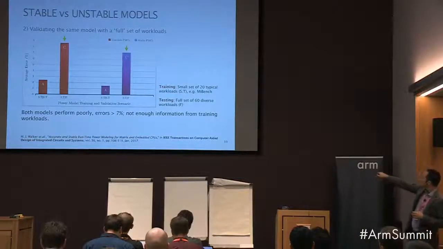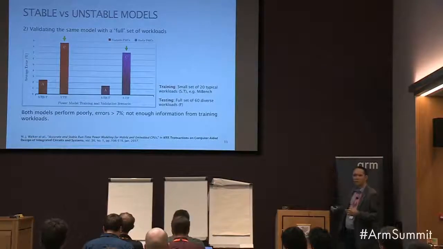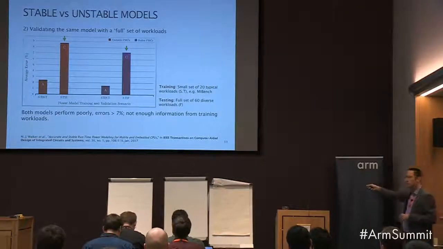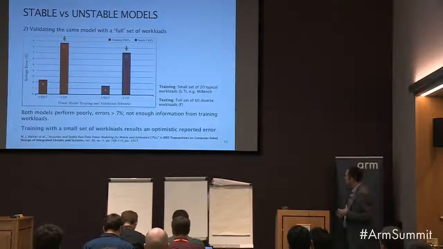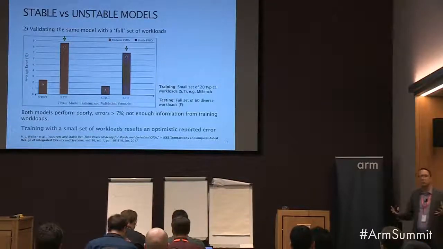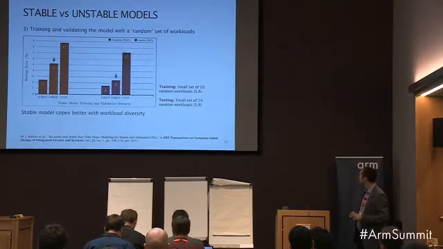So this model here that looked very good, when running it on unseen workloads, suddenly starts to fall over, and you get 10%-ish error. And in fairness, ours doesn't do much better there. And basically, the small set of non-diverse workloads that it's been trained on mean that it doesn't have enough information to try and accurately predict unseen workloads in a more diverse set.